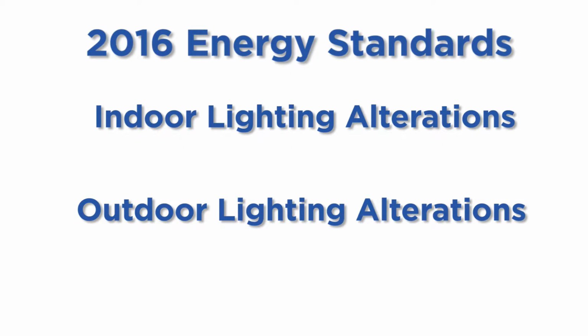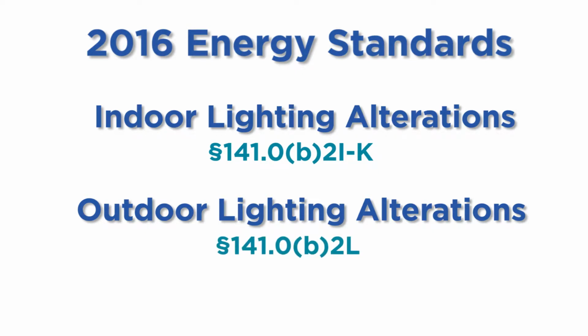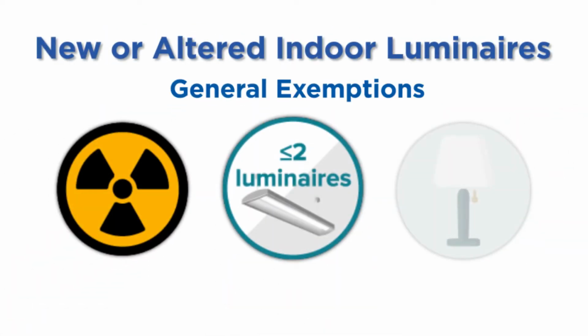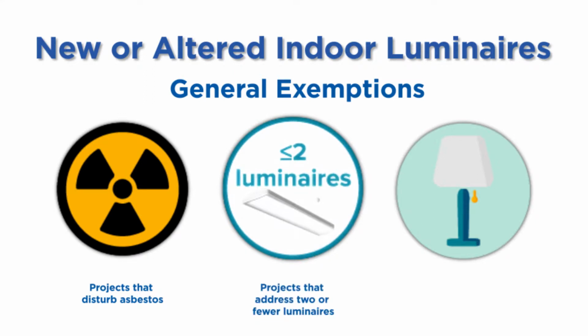Indoor lighting alterations are listed under Section 141.0B 2I through K, and outdoor requirements are listed under Section 141.0B 2L. However, three types of projects are exempt from the alteration requirements: lighting alteration projects that may disturb asbestos during construction, projects that address only two or fewer luminaires in an enclosed space, and modifications to portable luminaires or luminaires affixed to movable partitions. For this video series, we'll first look at indoor lighting alterations. Module 3 will focus on outdoor lighting alterations.